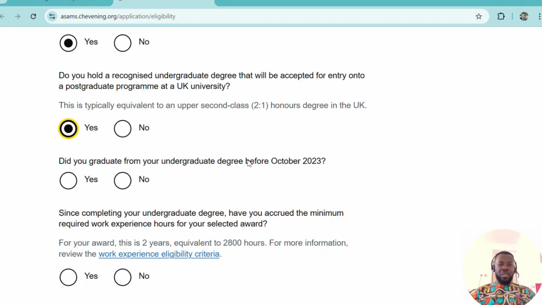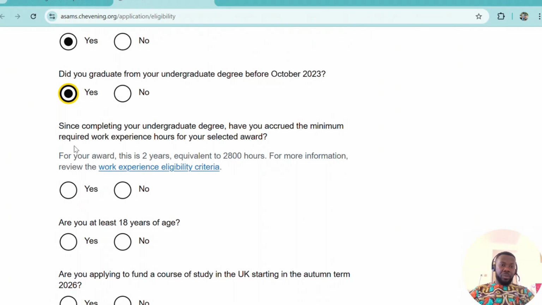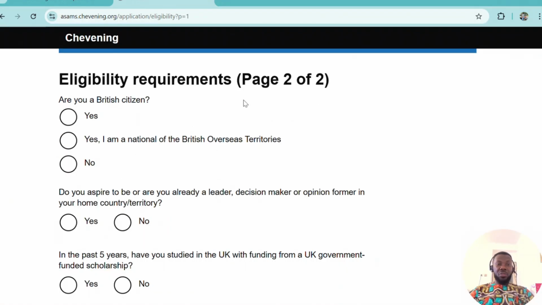Did you graduate from undergraduate degree before October 2023? Yes. If you completed last year, forget it, because you wouldn't meet the 2 years post graduation work experience. Since completing your undergraduate studies, have you accrued a minimum required work experience? Of course, everything should be yes. Are you at least 18 years of age? Yes. Are you applying to fund a course of study in the UK in the autumn term 2026? Yes. After selecting all yes, you go to continue, and then they will take you to page 2, eligibility requirement.